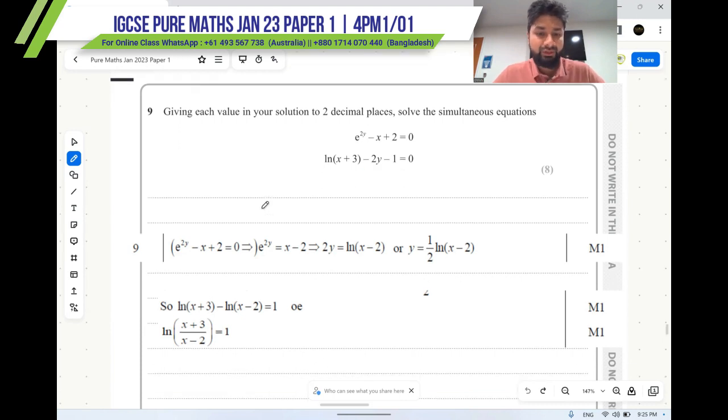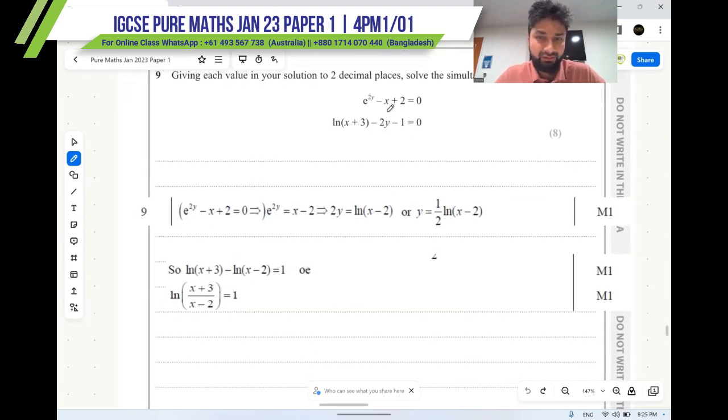So when we arrange equation 1, when I transfer this minus x and plus 2 to the other side, it becomes plus x minus 2. And then, if I transfer this exponential to the other side, it becomes ln. So we can write 2y equals ln, and then x minus 2, whatever was there on the other side.